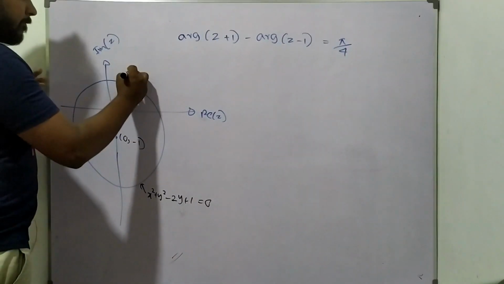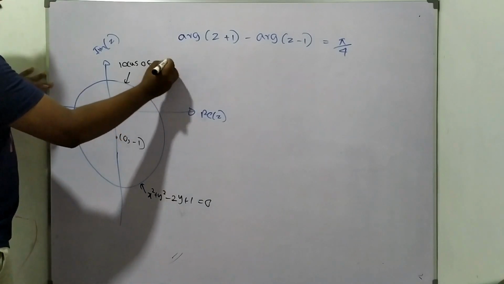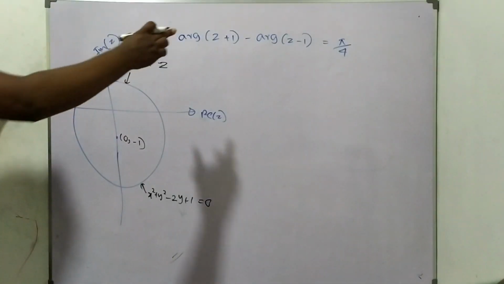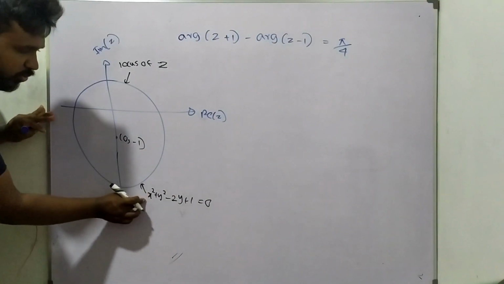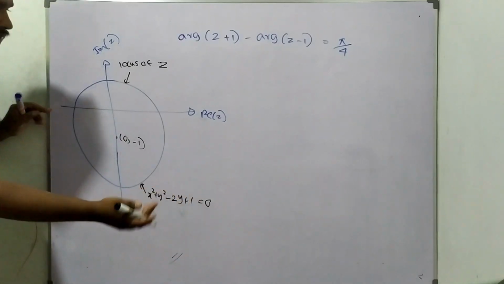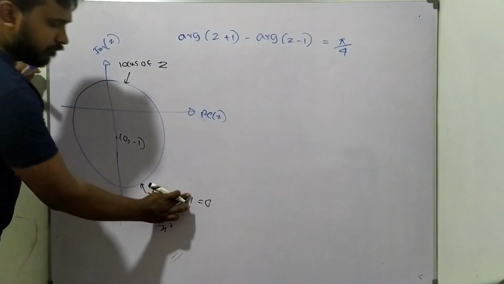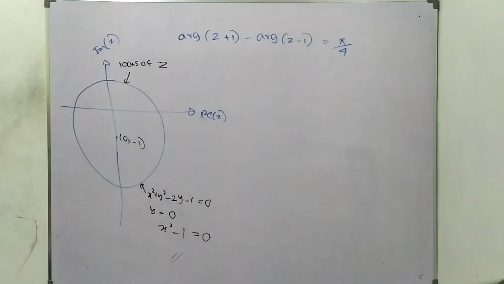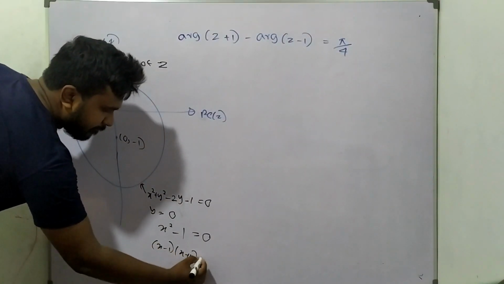So we don't need the whole circle, we need this one. So what is this? Argument of z plus 1 minus argument of z minus 1 equals pi over 4. Actually this is my x squared plus y squared plus 2y minus 1. Then what happens when y equals 0? It becomes x squared minus 1 equals 0. So the factors are x minus 1 and x plus 1.